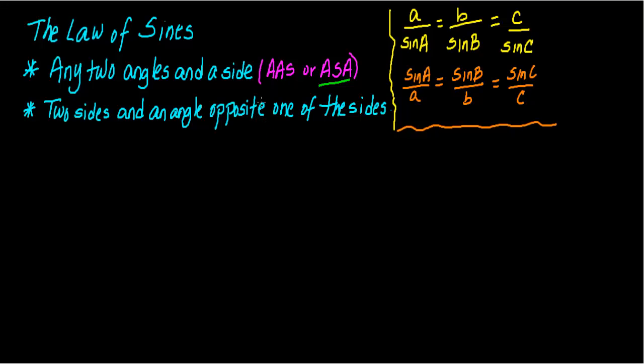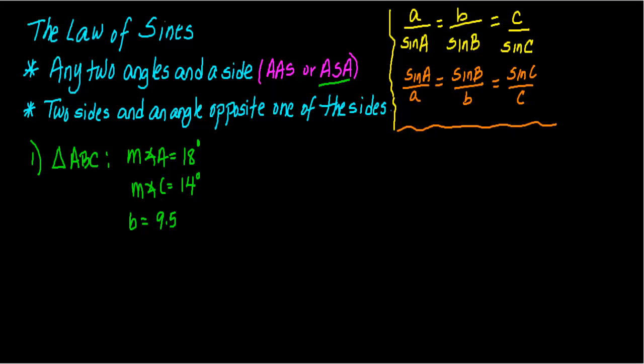Okay, here's the example. You are given that triangle ABC has the following information. It tells you that the measure of angle A is equal to 18 degrees, that the measure of angle C is equal to 14 degrees, and that side B is equal to 9.5.